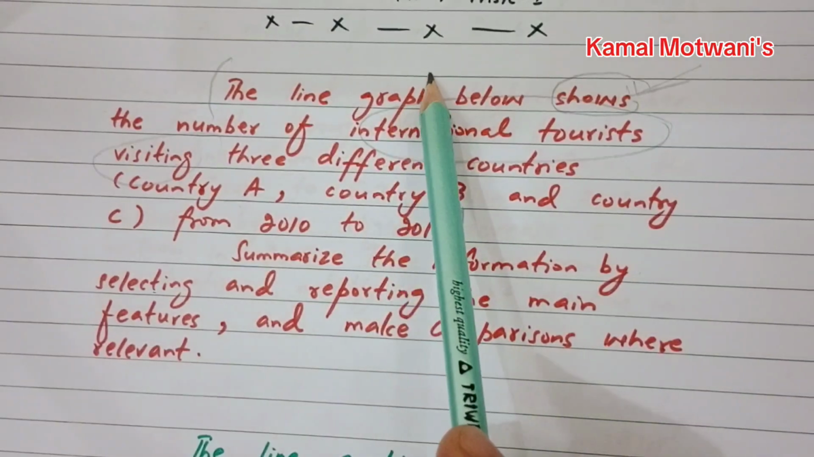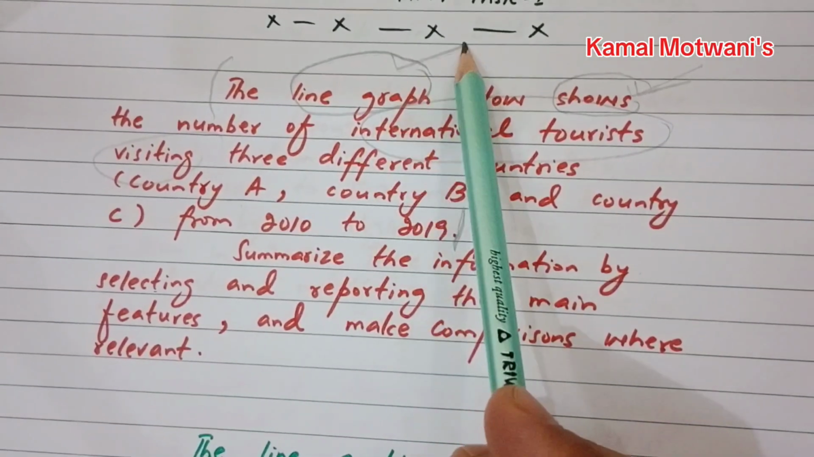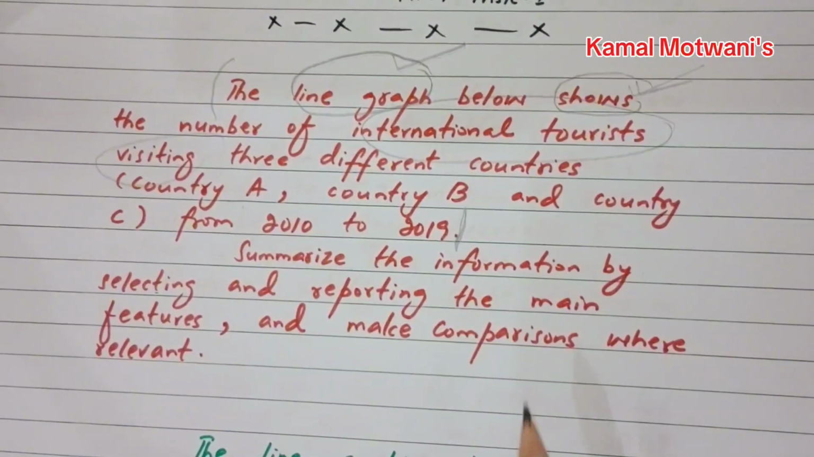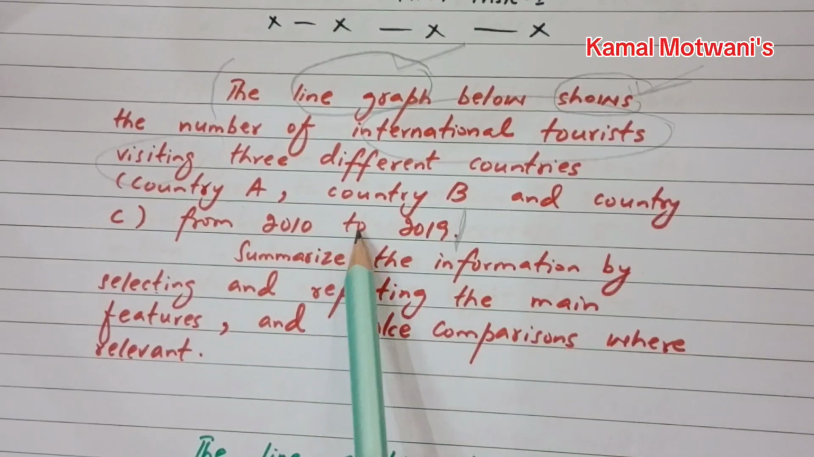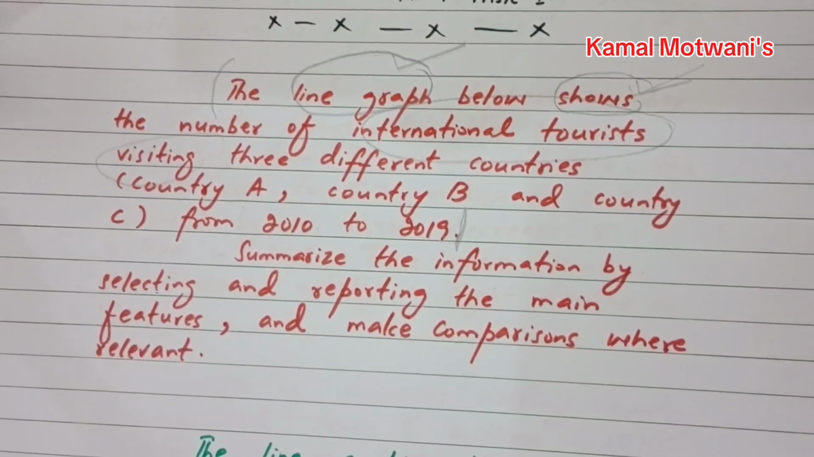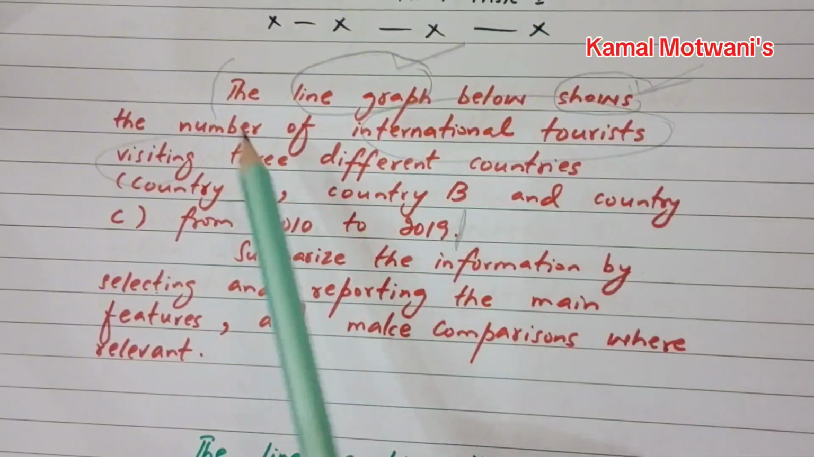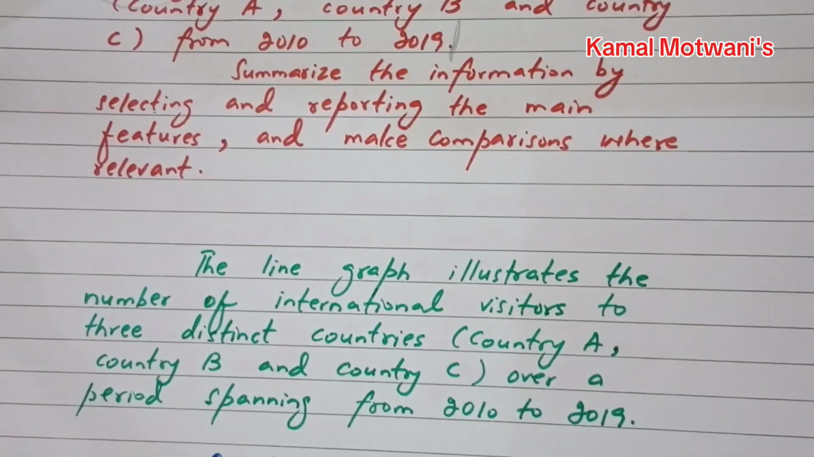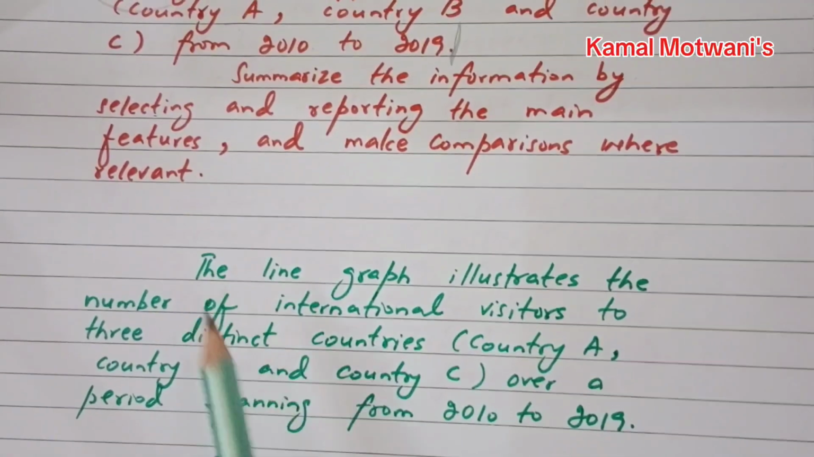Note that you do not have to replace the keyword, the line graph. That word will remain as it is. Then I will replace from 2010 to 2019 with something like spanning from. I cannot use ranging. Ranging can be used for other purposes, but for the time period the word spanning is used. So let's see how I have paraphrased this statement to write my introduction. Here is the introduction in green ink.